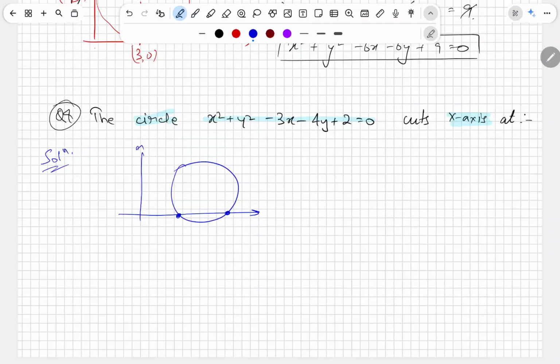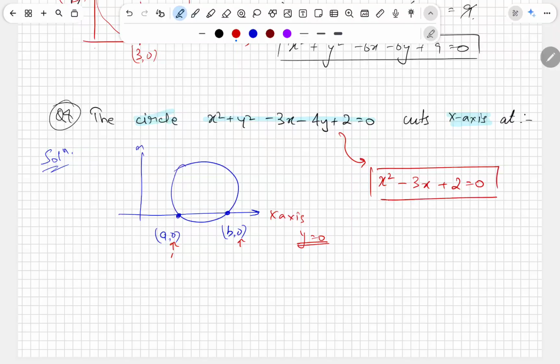So if it is going to cut the x-axis at 2 points, the coordinates will be alpha comma 0, or let's call it a comma 0 and b comma 0. The point to be noted is that the y coordinate will always be 0 on the x-axis. The equation of the x-axis is y equals 0. Since y is 0 on the x-axis, this equation will be satisfied by y equals 0. So on putting y equals 0, I'll get x square minus 3x plus 2 equals 0.